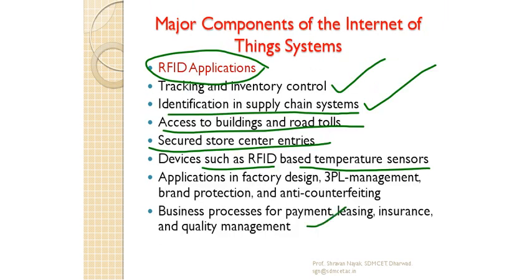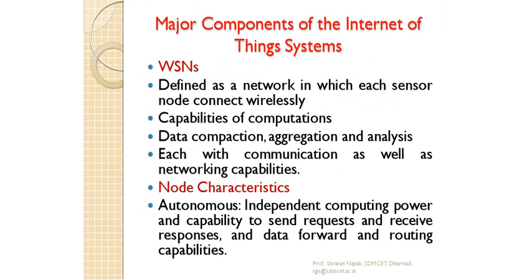Now from this we will next move on to WSN. So what do you mean by WSN? Wireless sensor node or wireless sensor network, right? It is defined as a network in which each sensor or node connects wirelessly without any wired connection. Each node is going to connect to the other node, right? They also have the capabilities of computation, data compaction, aggregation and analysis.